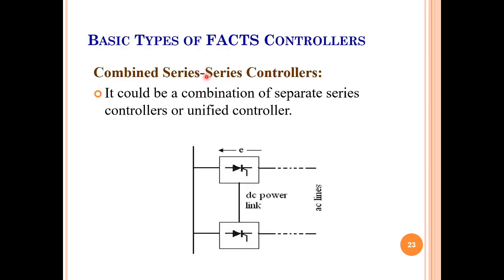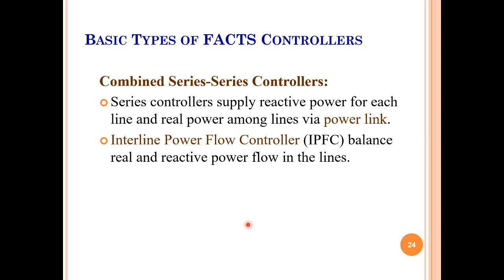Next one, combination of both the things. Combined series. I'd like to use combined series. This one is one line series. Next one is series. Try to connect it with the help of DC power link. That it is series in the sense injects voltage. That's the only parameter. And this particular name here is combined series. That name is IPFC. Interline power flow controller is nothing but IPFC. It's an example of combined series controller.